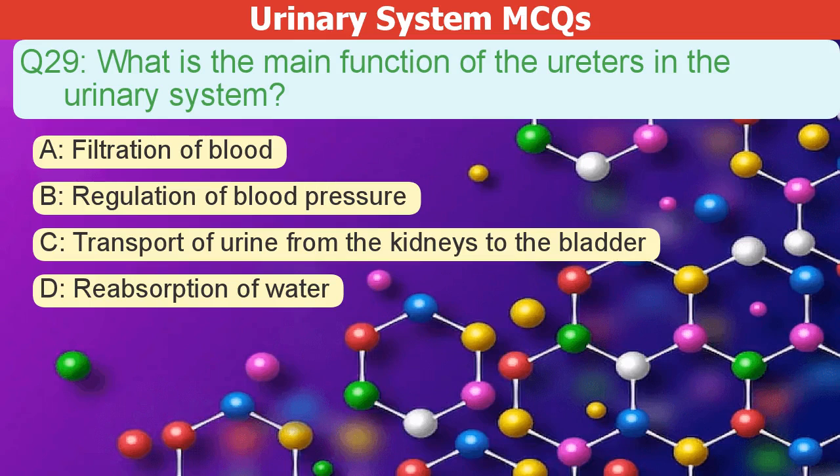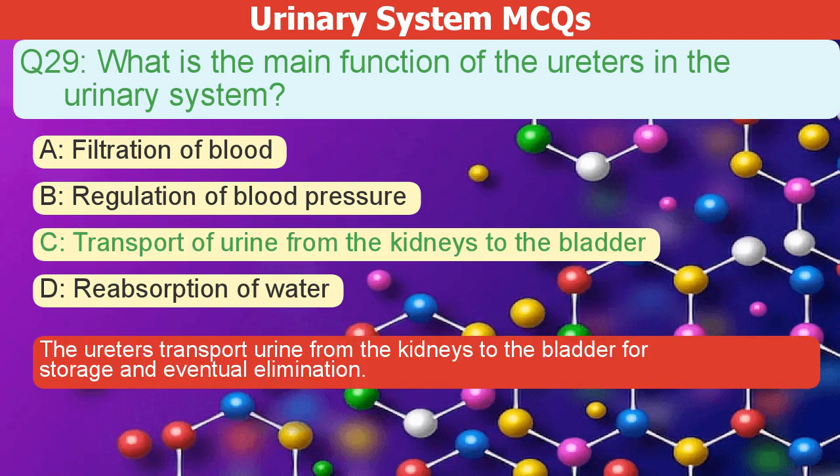What is the main function of the ureters in the urinary system? A. Filtration of blood. B. Regulation of blood pressure. C. Transport of urine from the kidneys to the bladder. D. Reabsorption of water. The correct answer is C. The ureters transport urine from the kidneys to the bladder for storage and eventual elimination.